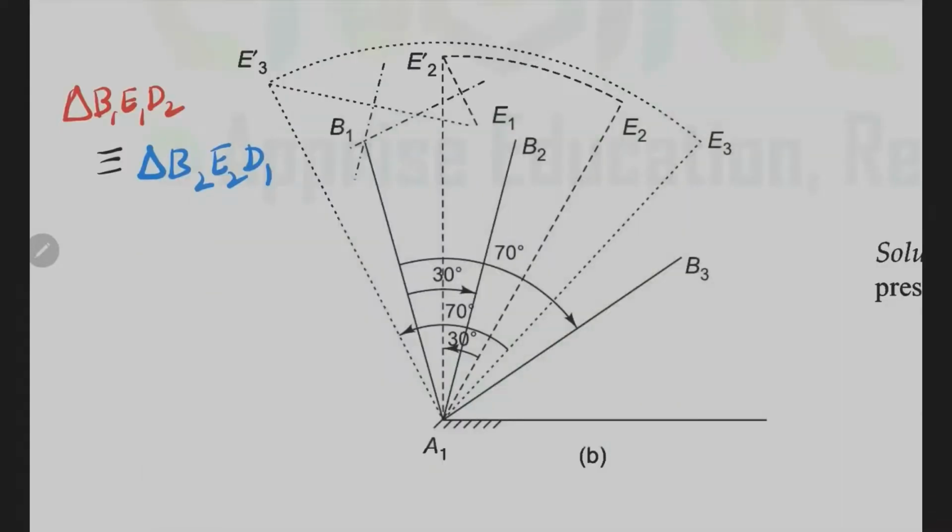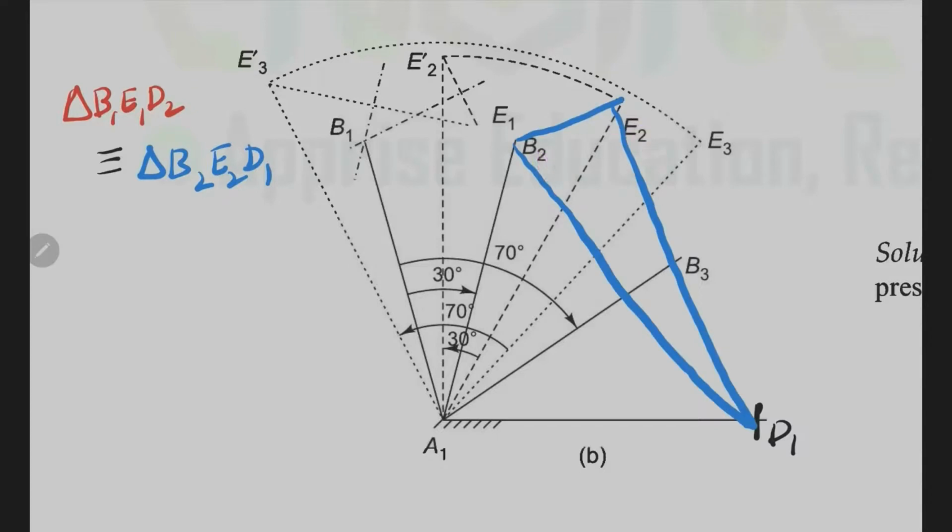Now we'll use the congruent triangle property to find out various points of D, that is D1, D2, D3. We'll use the first congruent triangle property, that is triangle B1 E1 D2 is equal to triangle B2 E2 D1. I fixed my D1 here for our convenience. So our triangle B2 E2 D1 will be this, marked in blue color, and we have B1 E1 here, marked in red color, which is the base of the triangle B1 E1 D2. Since these two triangles are congruent, we just have to replicate triangle B2 E2 D1 with base B1 E1.